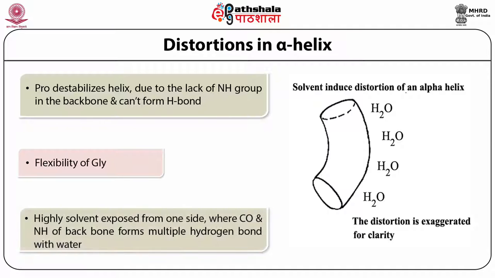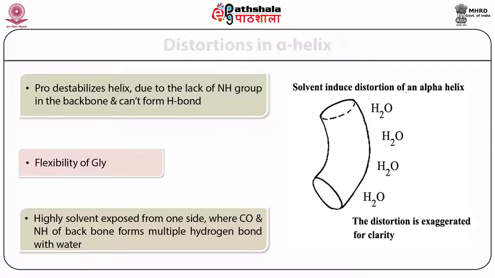And a major factor is when helices are exposed out to the solvent. In most globular proteins, where the alpha helices are exposed to the solvent, the alpha helix bends to form a curved structure so that it can interact with more water and form hydrogen bonds, and due to which you have curved alpha helical structures.